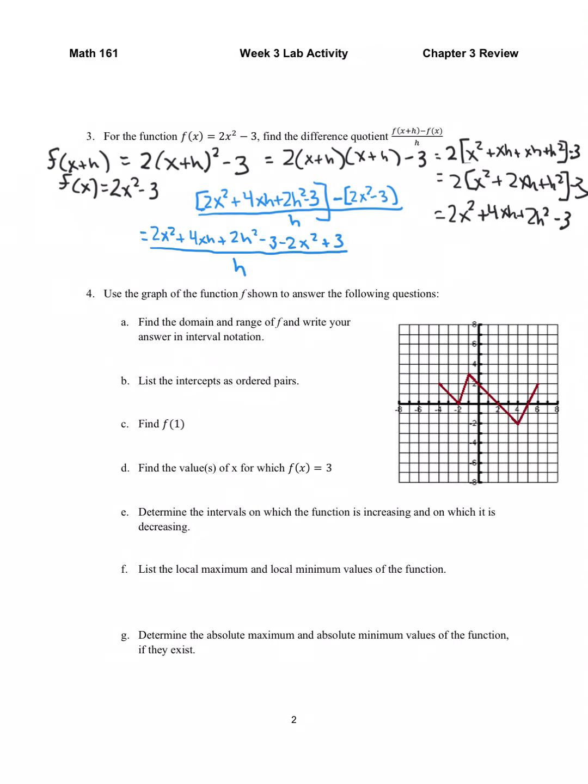And from here, notice our 2x squares will cancel. Our -3 and our +3 will cancel. We will be left with this. Go ahead and factor out the 2h in the numerator. So it would look like this. And then from here, our h's would cancel. So our actual answer would be 2 times 2x plus h. And I would be okay if you wrote 4x plus 2h as well.